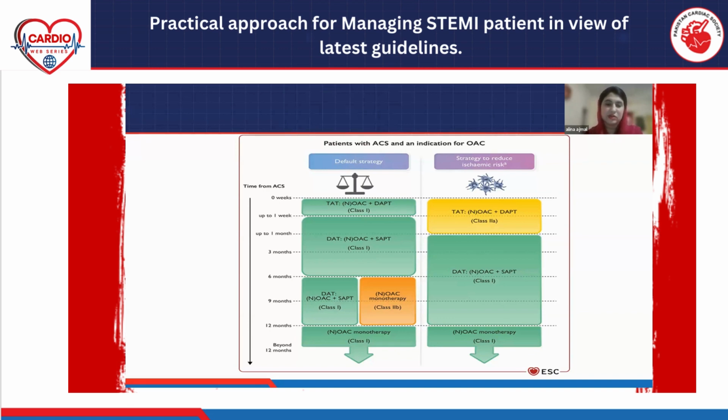So I will follow 1 month of triple antithrombotic therapy, then double antithrombotic therapy, including a single antiplatelet and a NOAC. And then I will continue the NOAC for the rest of his life. So triple antithrombotic therapy for 1 month, then a single antiplatelet and NOAC, and then continue the NOAC for the rest of his life. That answers the question.